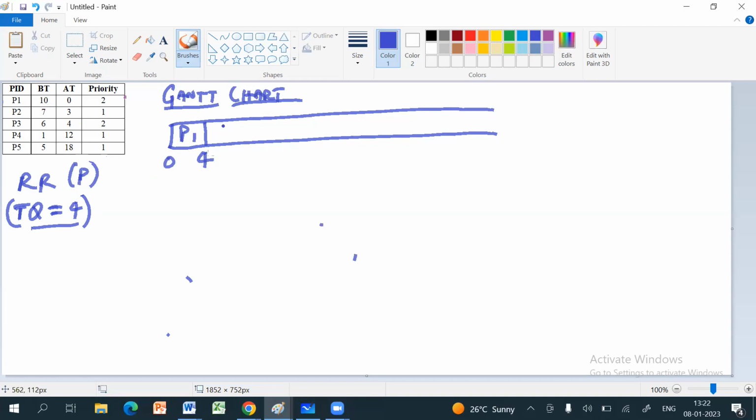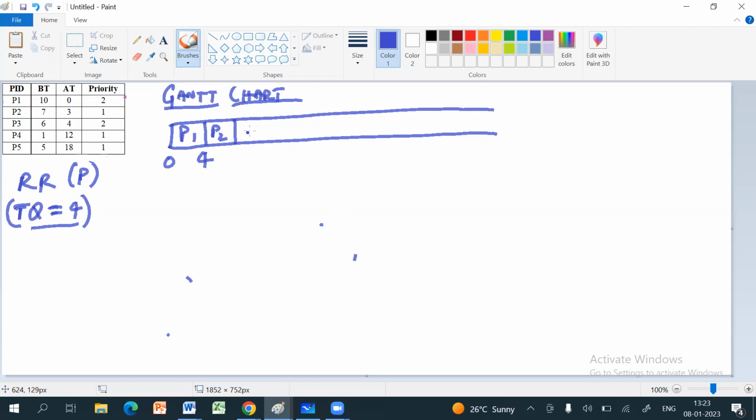Now, which is next in line? Current time is 4. Obviously, P2 and P3 both have arrived, but P3 is first in the order. So P2 will be, it's a round robin. So similar to your first come first serve, but with a preemptive version, I would say, with a time quantum.